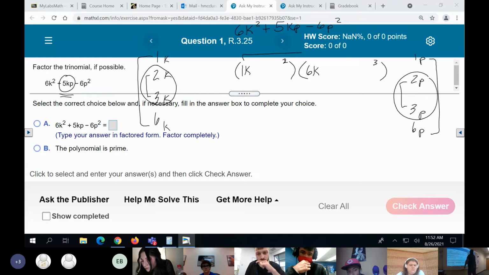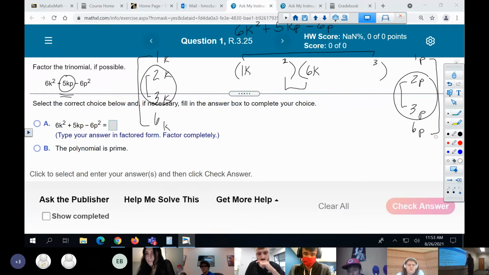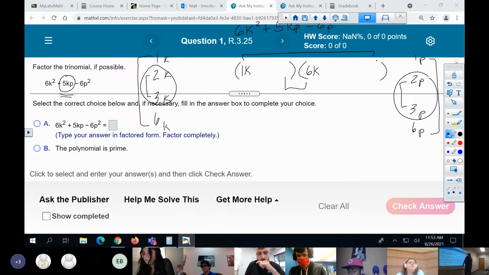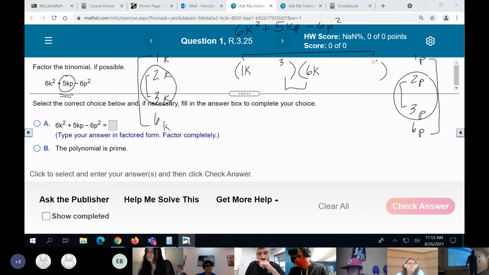So the outside and inside give us 12 and 3. Will 12 and 3 ever give us a 5? Yes or no? Nope. So I need to switch it. I need to put a 3 there and a 2 here. Will 18 and 2 ever give us a 5? Nope. So I can pretty much knock out 2 and 3 with my 2 and 3 over here.